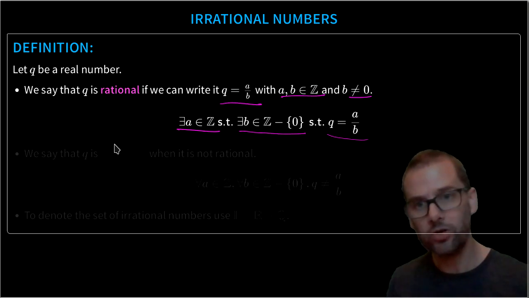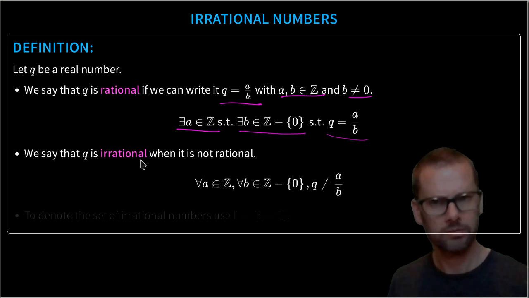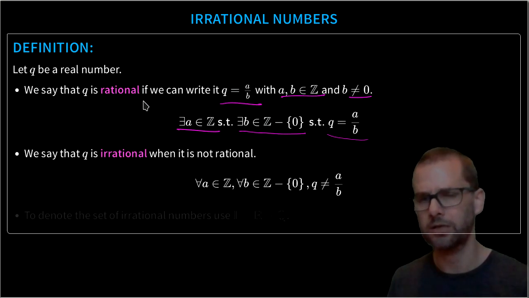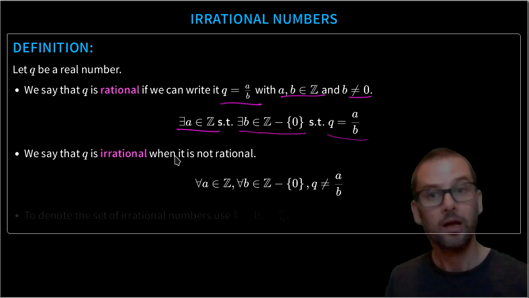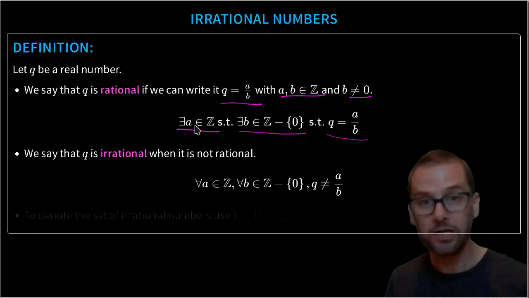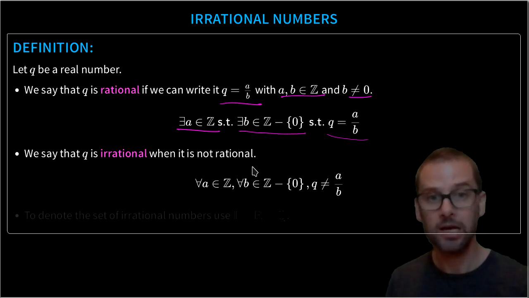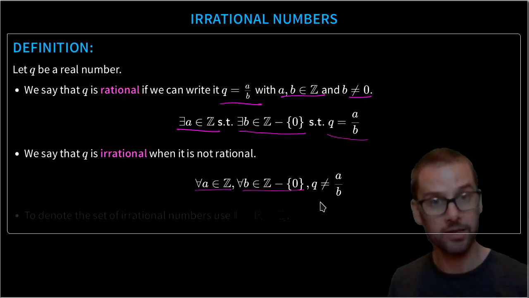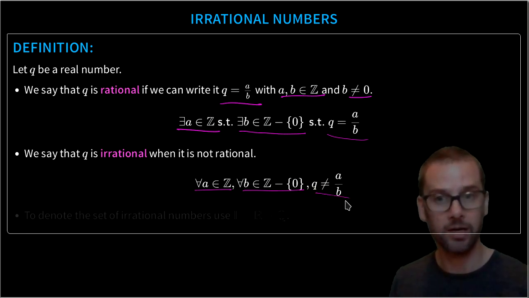Well, if this doesn't happen, we say that q is irrational. So q is irrational when it's not rational. It's a very fancy name. Anyway, this means q is irrational when the negation of this happens, namely for all a in Z and for all non-zero b, q is not a divided by b.